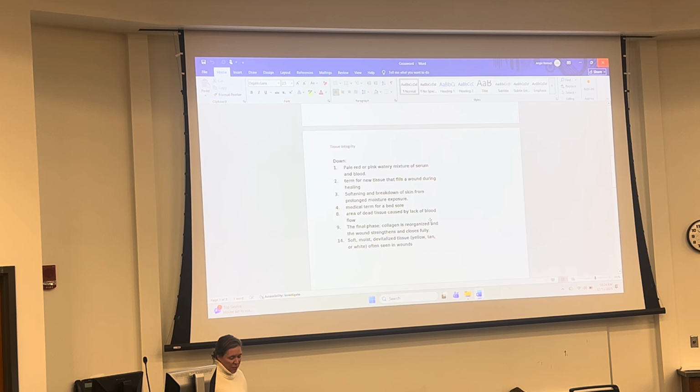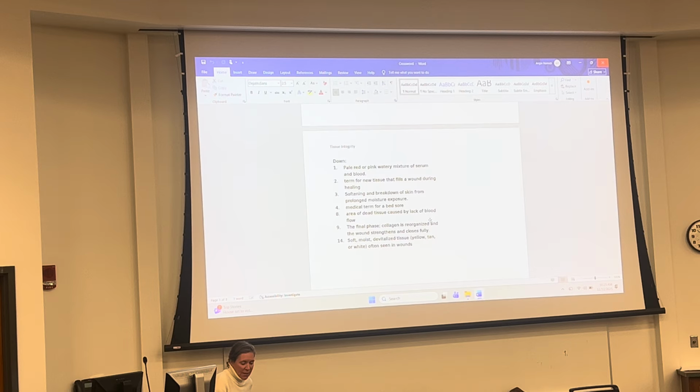Jennifer, what did you get for an area of dead tissue caused by a lack of blood flow? Oh, ischemic? There we go. Did anybody get anything else on that one? Necrosis. Yeah, necrosis or necrotic. An area of dead tissue is necrotic. Ischemia or ischemic tissue is on its way to dying. Ischemia is the condition where they don't have good perfusion. Ischemic is tissue that is not being perfused, and then from prolonged lack of perfusion, it will become necrotic.